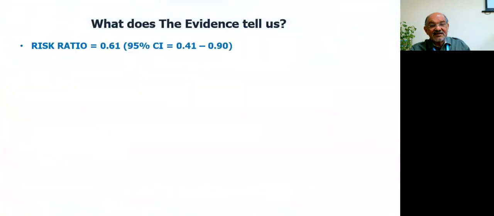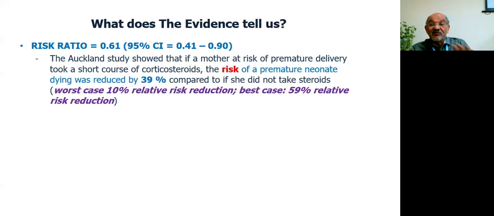So what does this evidence tell us? The risk ratio 0.61, 0.41 to 0.90. How do we interpret this? Translate these numbers into any language, English, Marathi, whatever language you're comfortable with, so that you can communicate. This tells you that this Cochrane study, which involved about 1,000 women at risk of premature delivery, compared a short course of steroids to not taking steroids: the risk of a premature neonate dying was reduced by 39% compared to if she didn't take steroids.